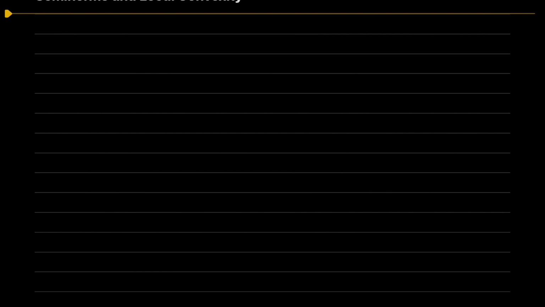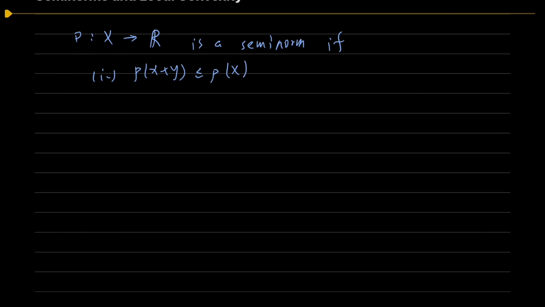So in this video, we'll talk about seminorms and local convexity. So let's start with some terminologies. We say a function p from a vector space to the real numbers is a seminorm if it satisfies the following two conditions. First, we have the triangle inequality, or the subadditivity, p(x+y) ≤ p(x) + p(y).